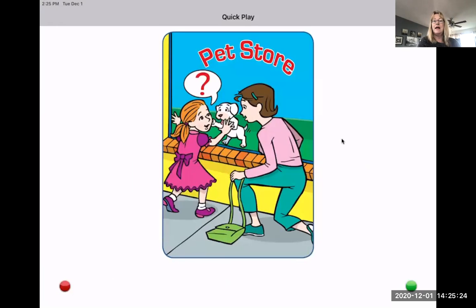Okay, that sign says pet store. And the little girl is asking a question as she looks at a puppy. I think we all probably know what she wants, but can you make it a question? How about can or may or could? Or maybe how?